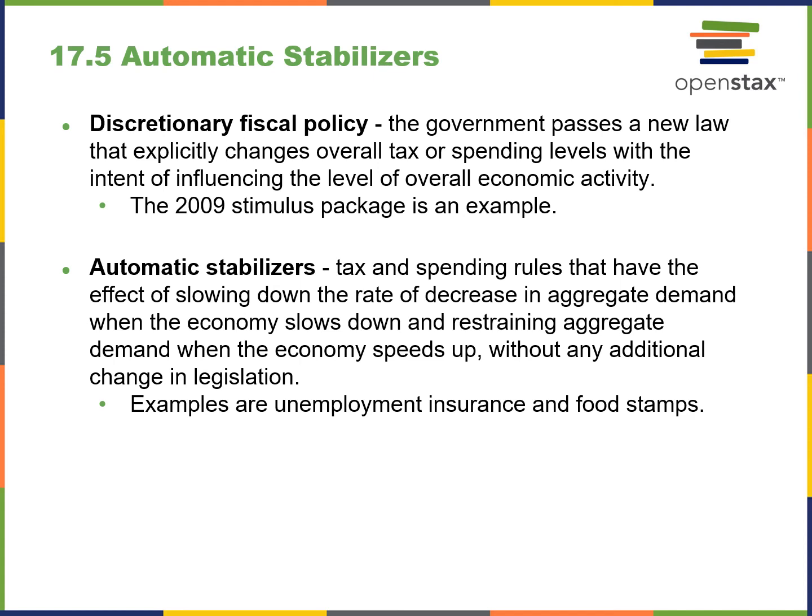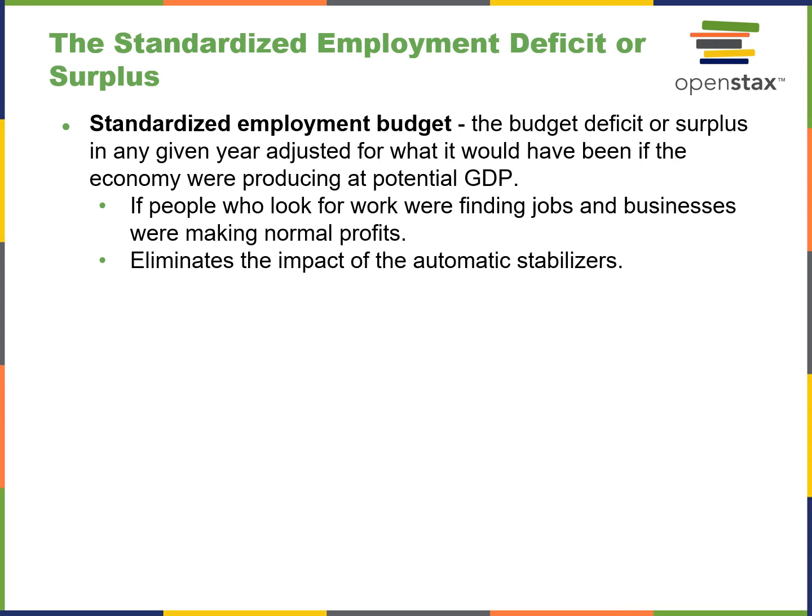Automatic stabilizers are tax and spending rules that slow down the rate of decrease in aggregate demand when the economy slows down, and restrain aggregate demand when the economy speeds up, without any additional change in legislation. Unemployment insurance and food stamps are examples.